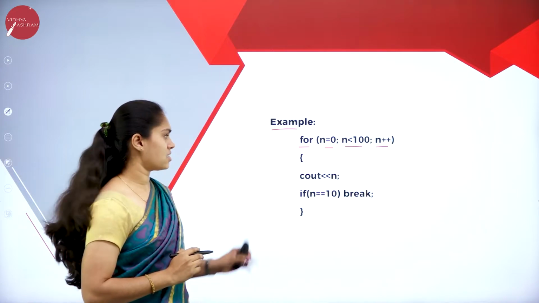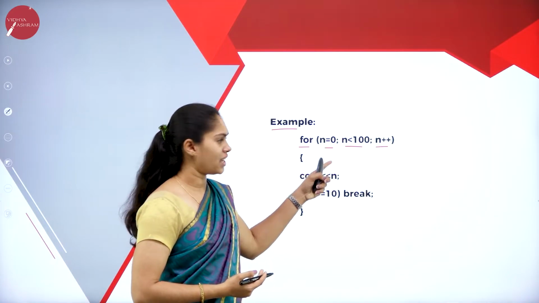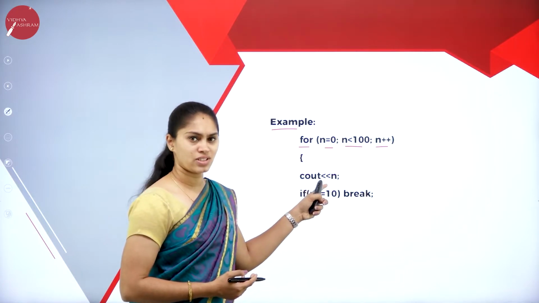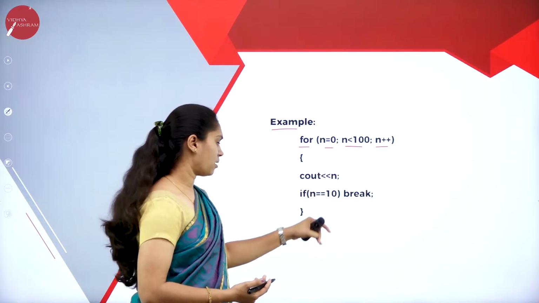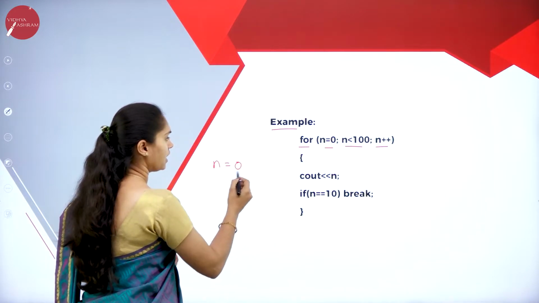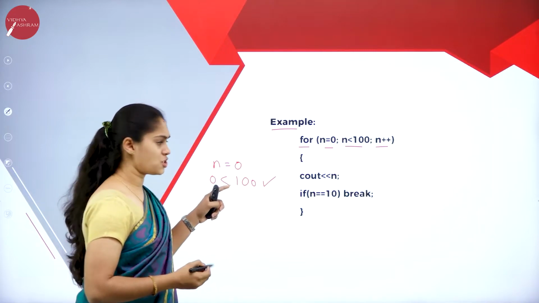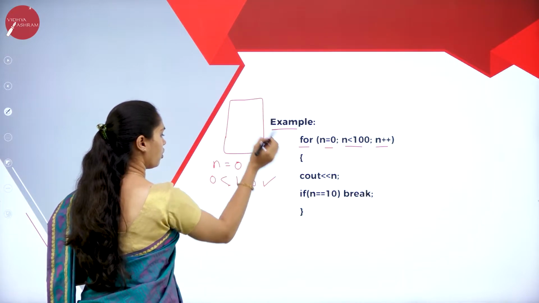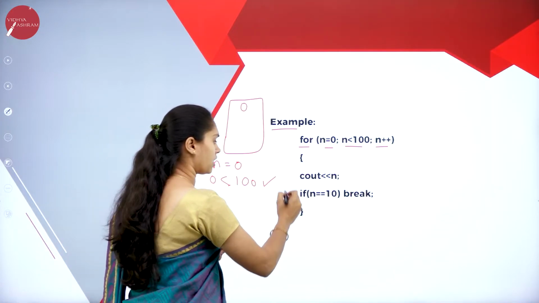Just now I discussed the for loop and how it works. First we do the initialization. Next I check the condition. If this condition is true, then only I am going to execute these statements. When the condition becomes false, it will come out of the loop. Here, first n value is 0. Is 0 lesser than 100? Yes, it is true. Then it will display the value of n, which is 0.